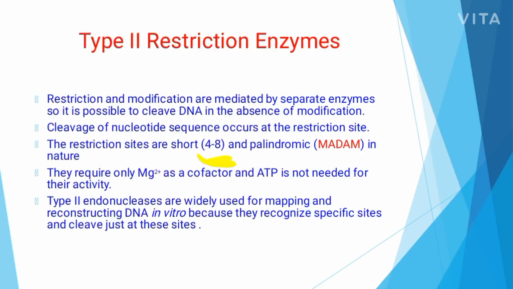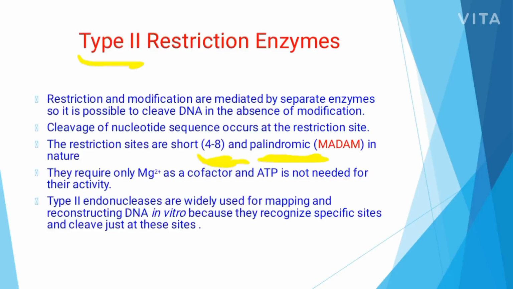So, 4 to 8 base pair sequences are recognized by type 2 enzymes, and whichever site they are recognizing, they produce cuts within that site. They are highly site specific in nature, and they cut within that specific site. And the recognition site sequences are also palindromic in nature.